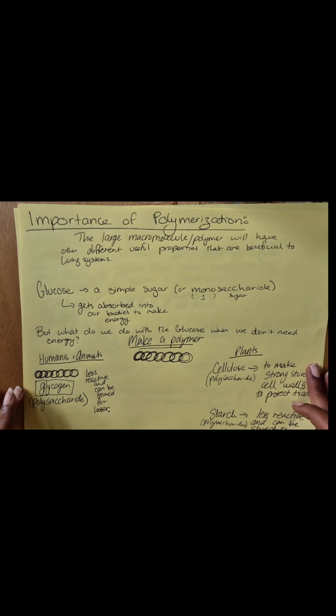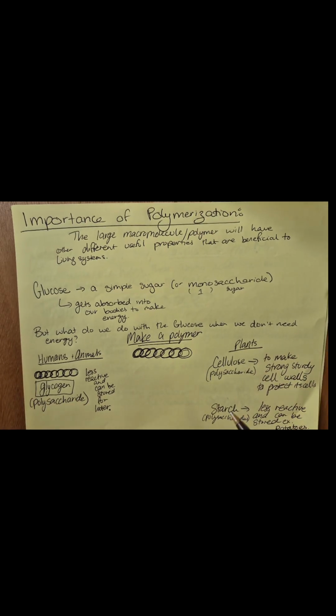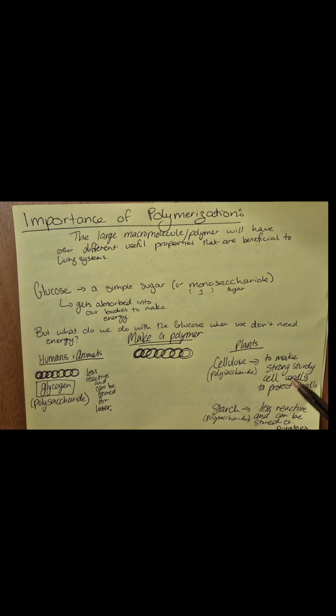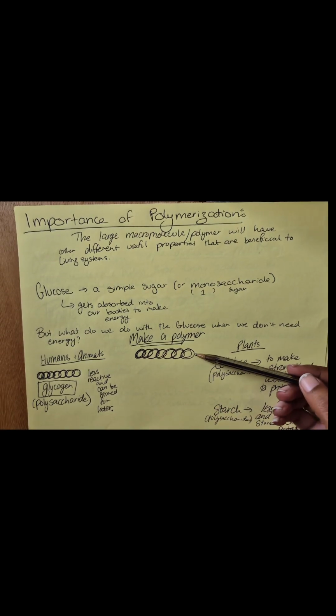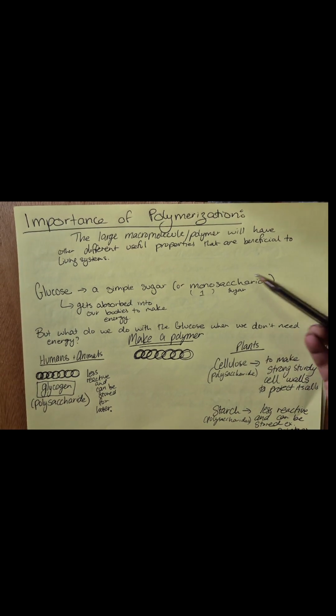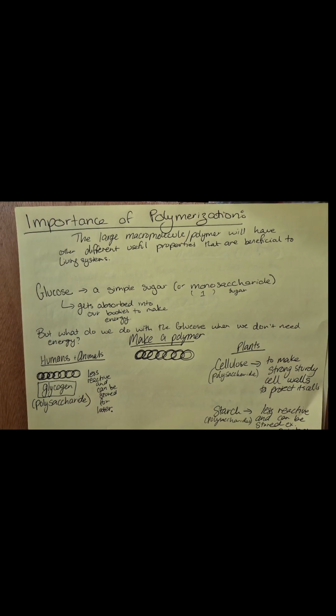Plants also, when plants do photosynthesis, they make glucose. But how much energy do you think a plant really needs? It's not moving, it's not running around, it's not going anywhere. So instead, it's going to make a polymer. It's going to take all those glucose molecules that it made in photosynthesis and link them up together, and they can make two different polysaccharides, I should say, because they're linking up a bunch of monosaccharides.